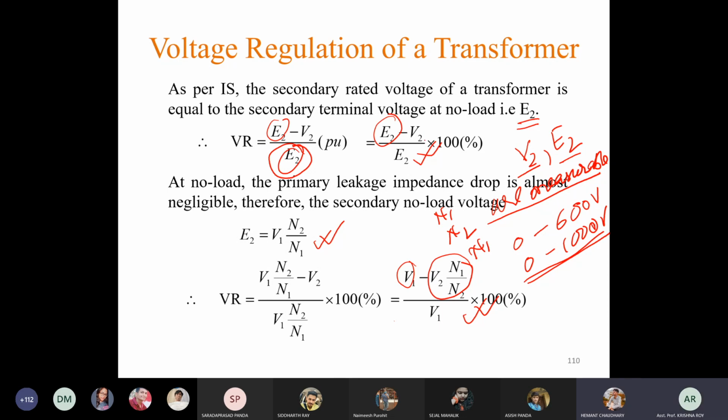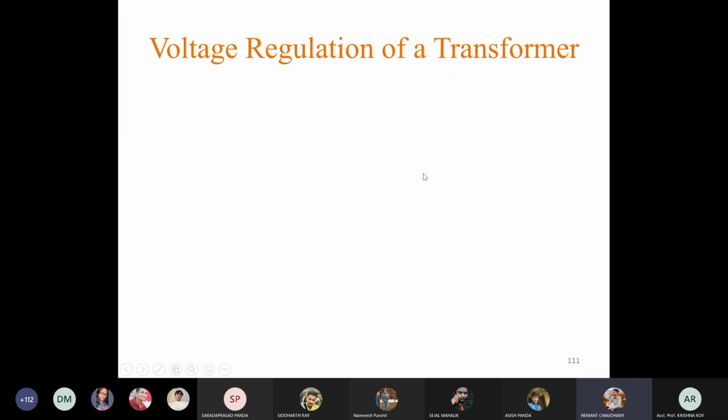So using this formula we can calculate the voltage regulation. The condition is that V1 and V2 have to be measurable quantities. For larger transformers having higher ratings, we need an indirect method, or some analytical method we can say. So here let us see this method, determination of voltage regulation.